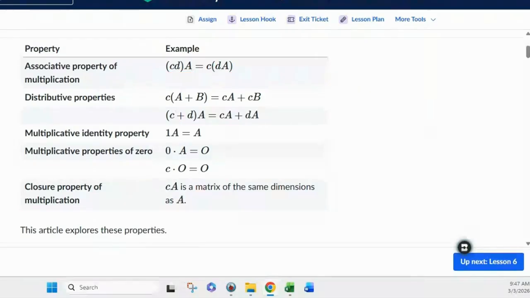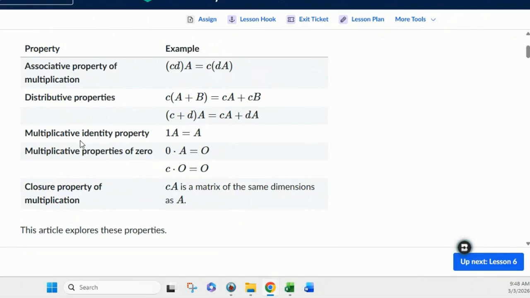Let's see. The distributive property, when you have something being multiplied by things in parentheses, you distribute it, right? C times A plus C times B. We do that all the time, distributive property. And you could reverse that and say C plus D being multiplied times matrix A is the same as CA plus DA. I'm sorry, C and D, not B. So the distributive property works the same.